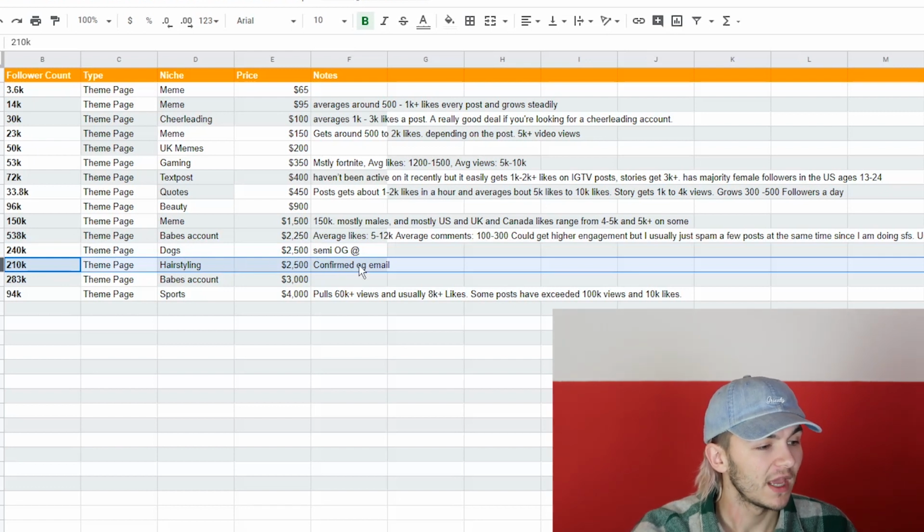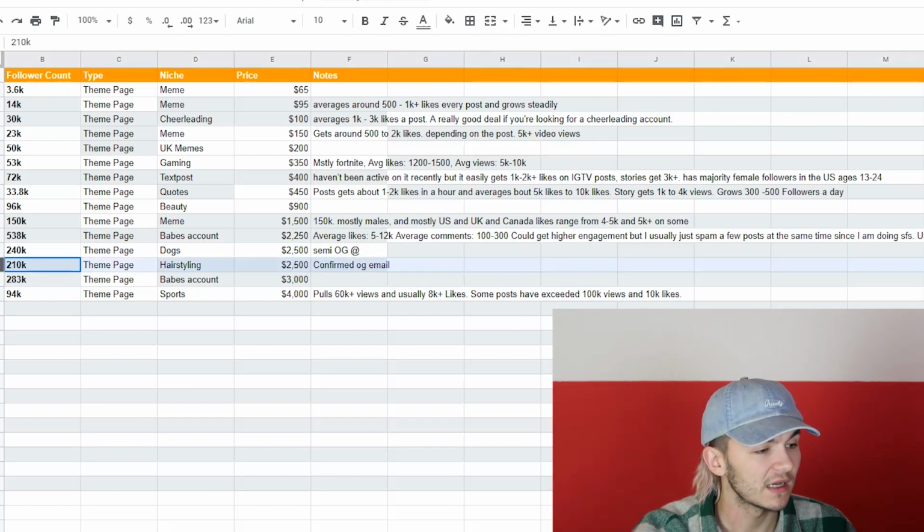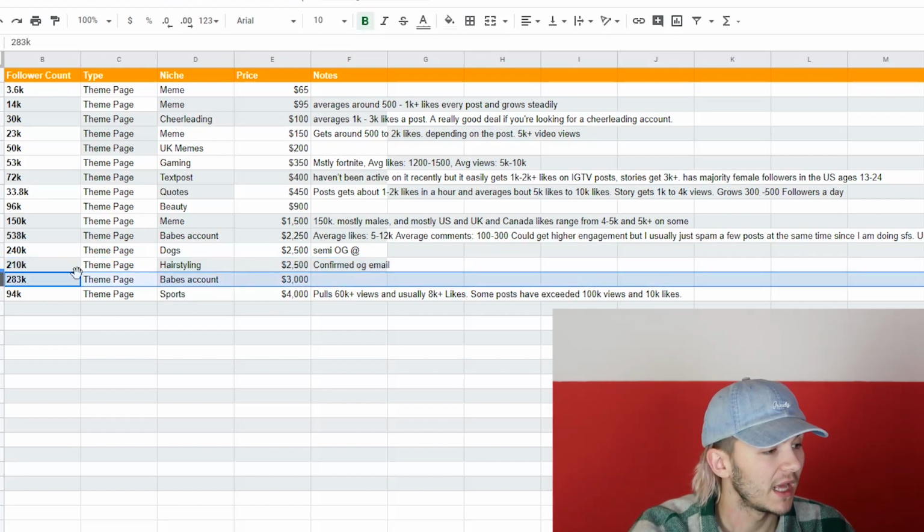This one, they have an OG email, which means it's a very secured account, so you get the email with it. Then $2,500, to me, this is kind of overpriced, but you know, to each their own. Again, it could be worth a lot to someone who's trying to grow their own personal brand, hairdressing niche. So something to consider. Up next, 283,000 in a Babes account.